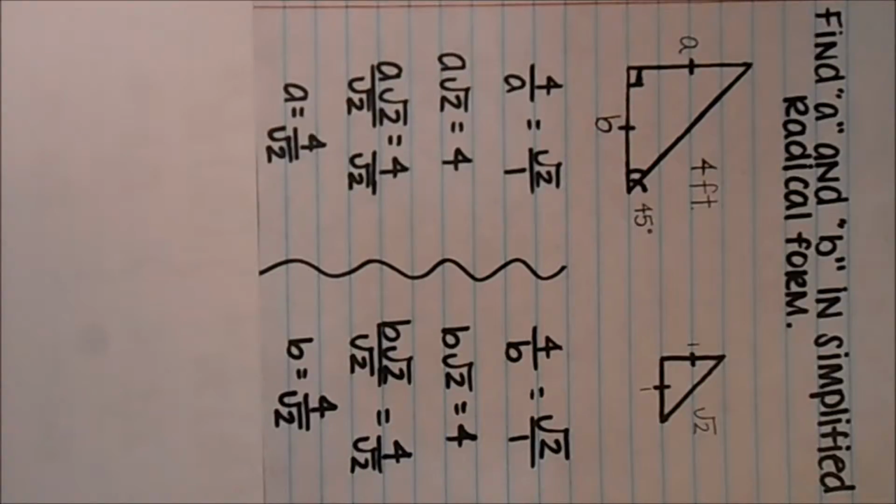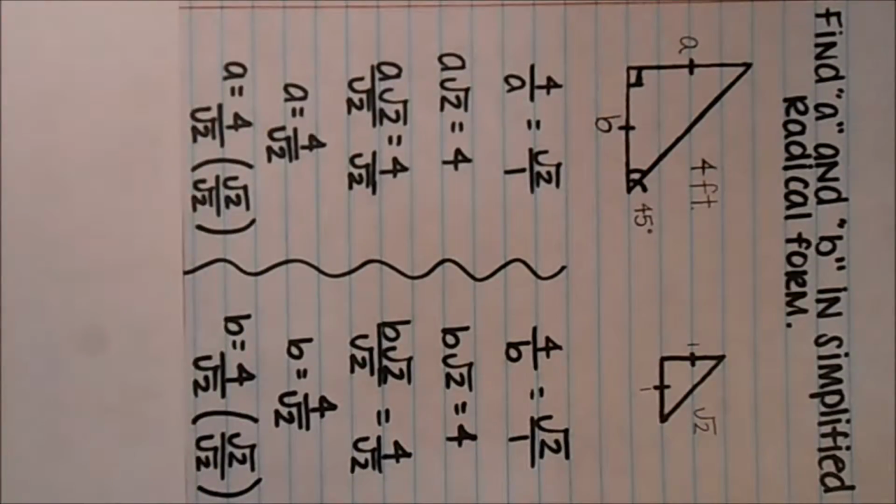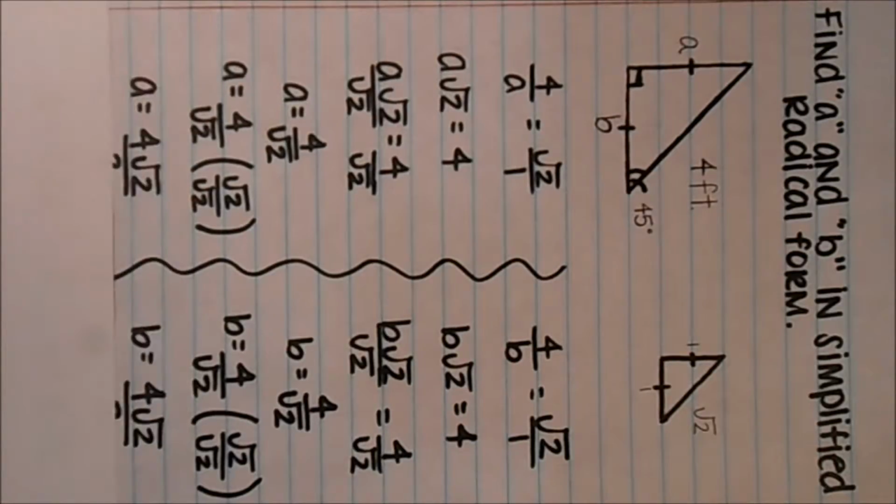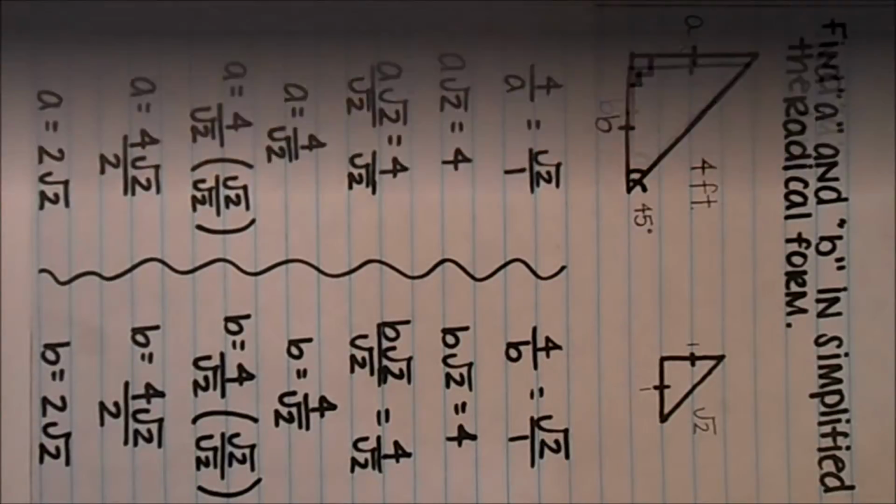After that, we will multiply by root 2 over root 2 to get A and B into simplified radical form and get A equals 4 root 2 over 2 and B equals 4 root 2 over 2. Then we will simplify it even more to get A and B equal 2 root 2.